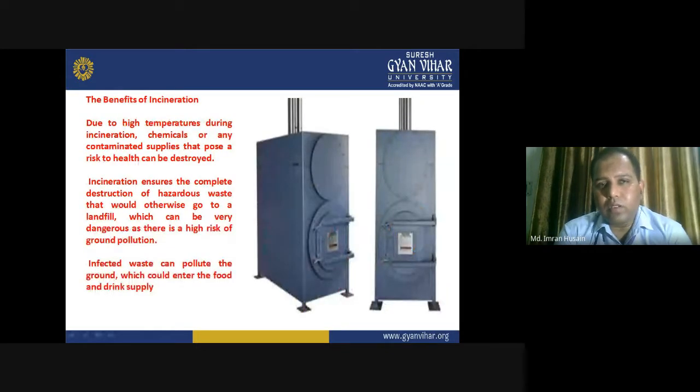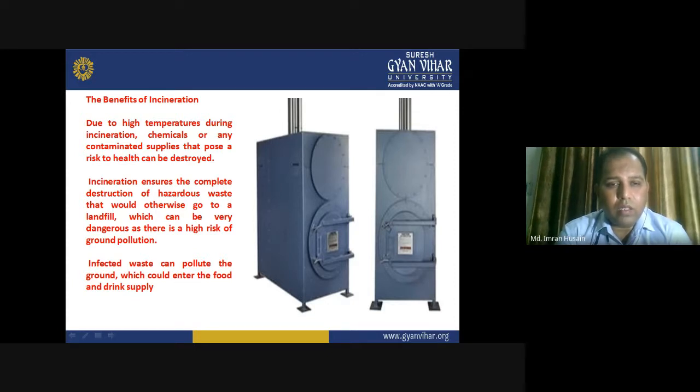So, what are the benefits of incineration? Due to high temperatures during incineration, chemicals or any contaminated supplies that pose a risk to health can be destroyed. Most of the time the chemicals get denatured very easily, and the very high temperature damages their integrity and they get destroyed. Any contaminated supplies that pose a risk to human health can be destroyed also, because high temperature just denatures everything.